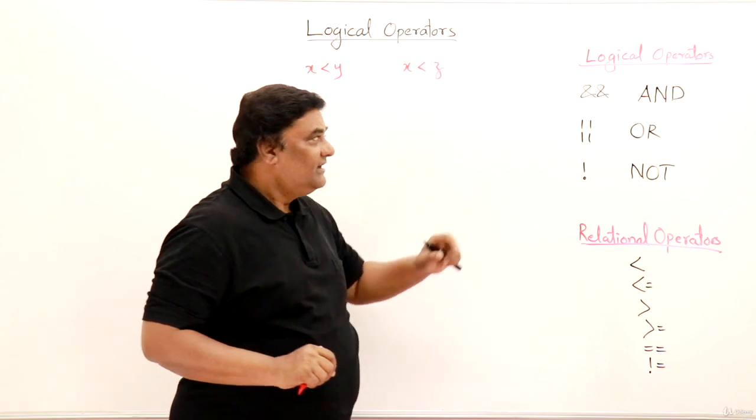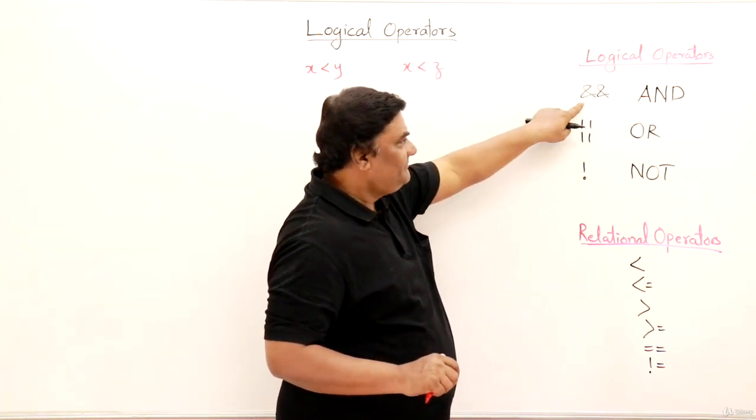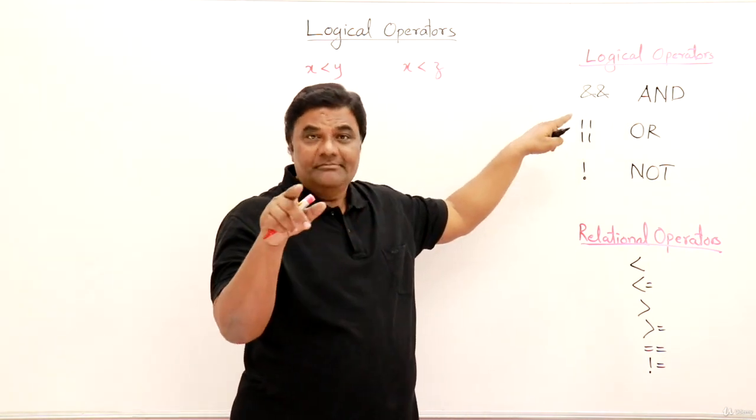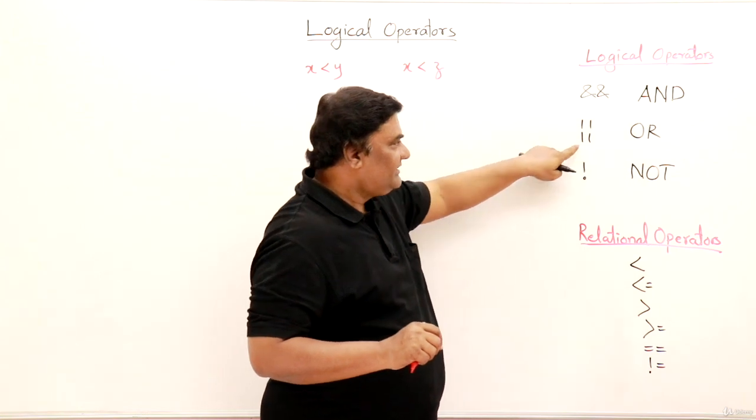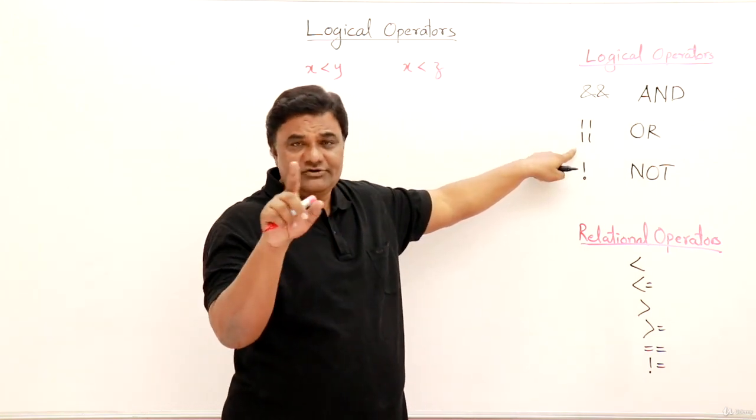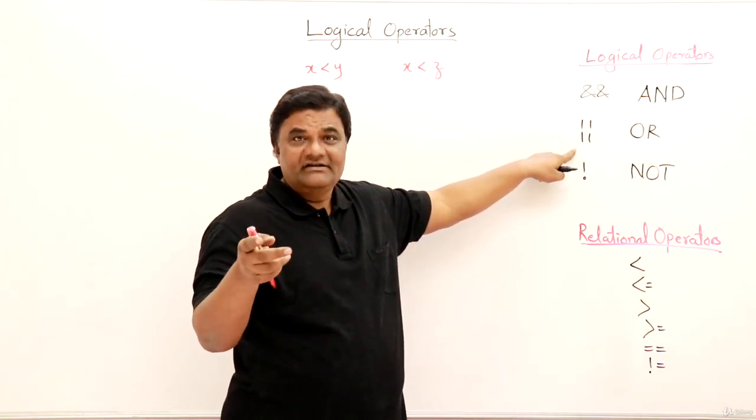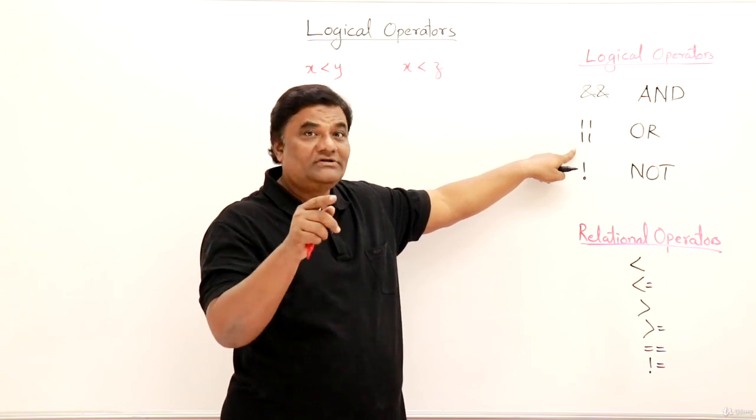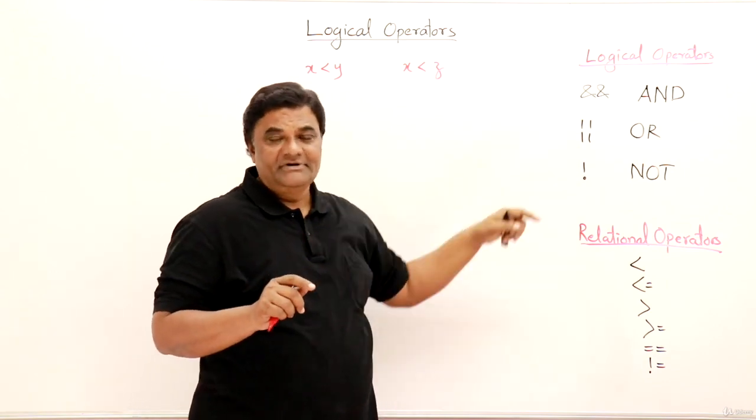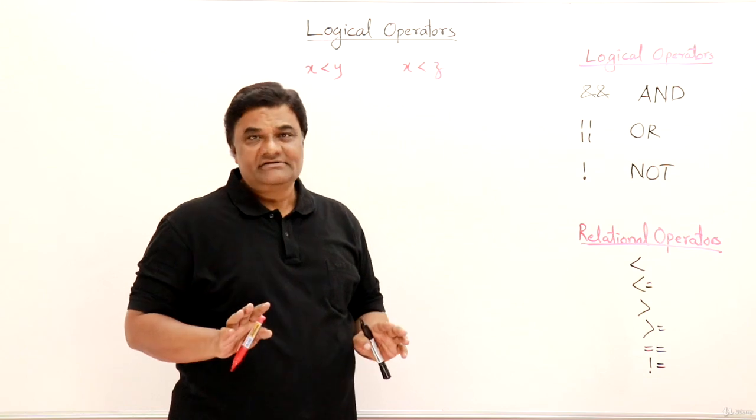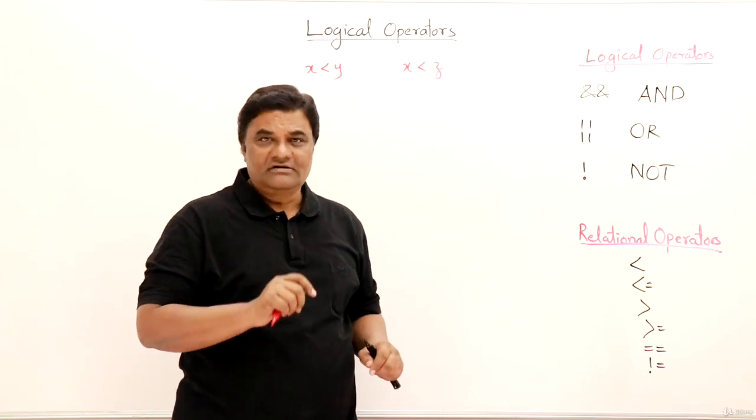These are logical. For and in C++, the symbol is double ampersand, and for or it is double pipe. You will find it on the keyboard somewhere near the enter key. You have to hold shift for this one. So this is a pipe. So these are the operators for and, or.